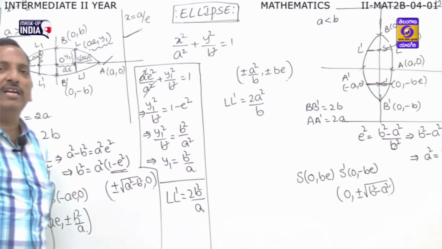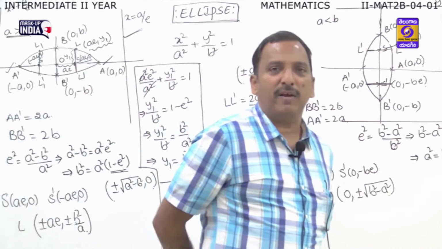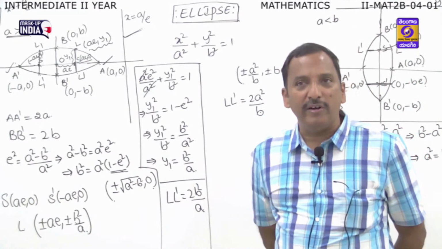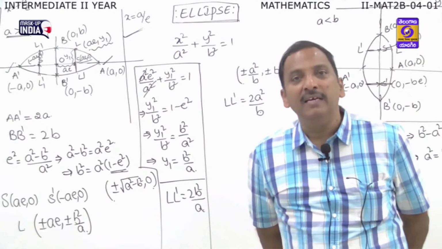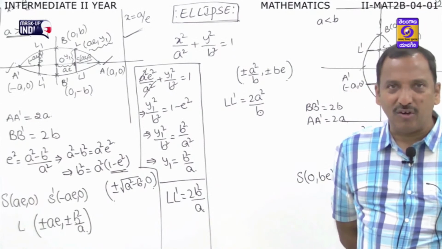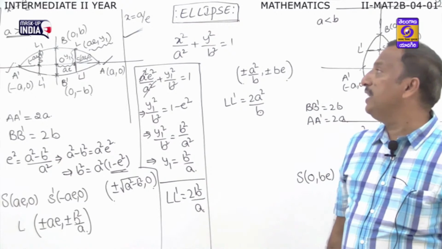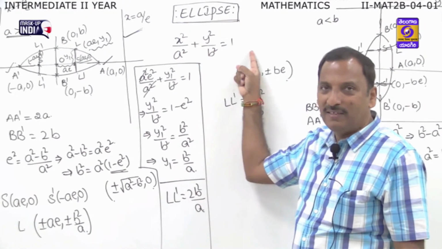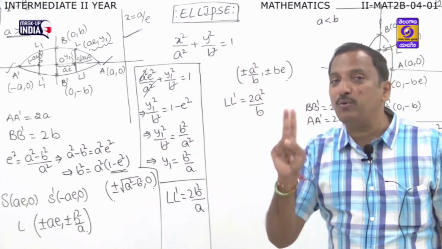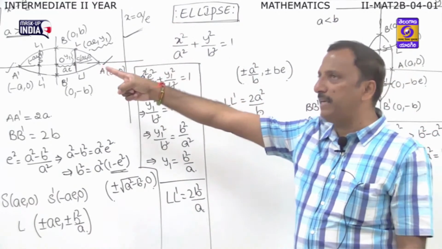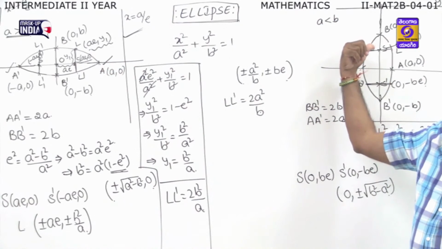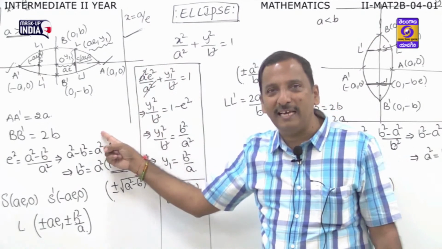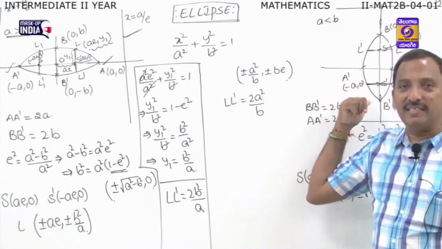See, the standard form of the ellipse is x square by a square plus y square by b square is equal to 1. What is the ellipse definition? The conic whose eccentricity is less than 1 is called ellipse. Okay, so in this ellipse there are two cases. One is a greater than b case, another one is b greater than a case. If a is greater than b, we call it a horizontal ellipse. If b is greater than a, it is a vertical ellipse.